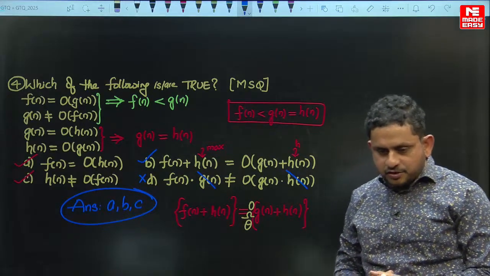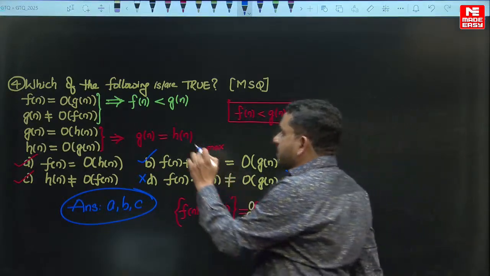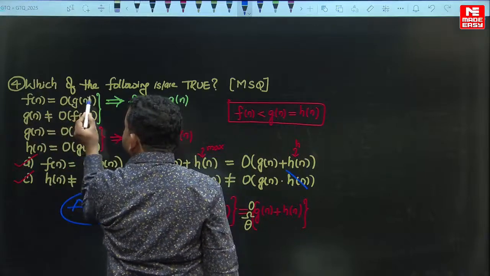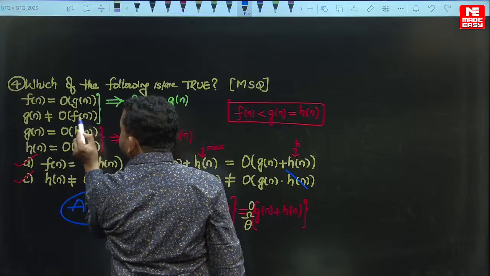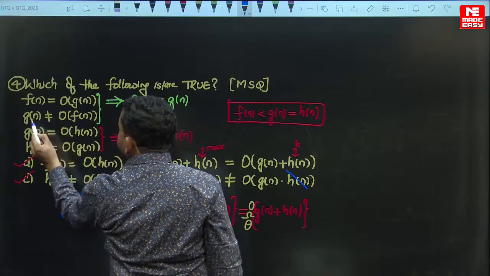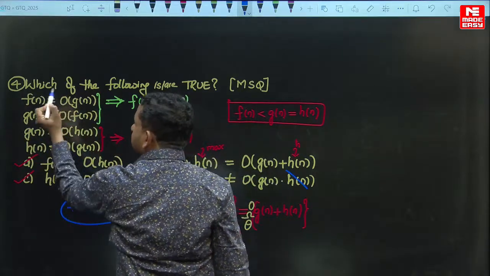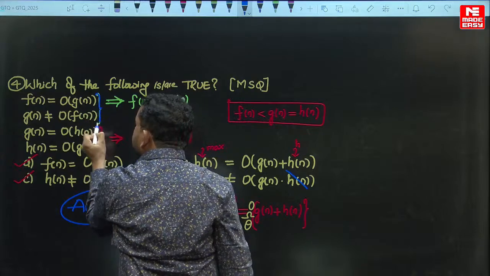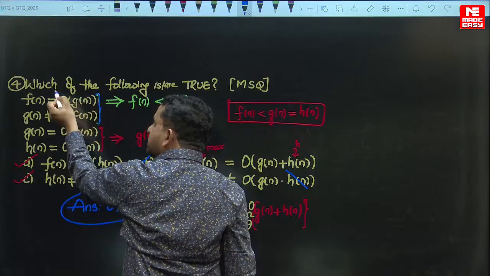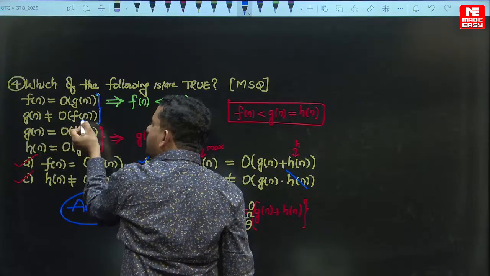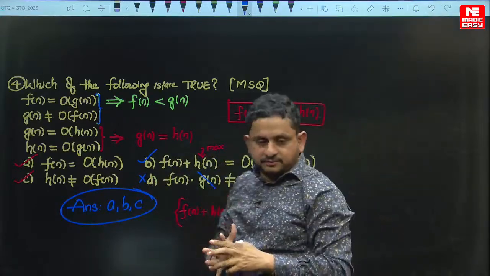Sir, can we write f of n as a constant times g of n? No, f of n is not a constant times g of n, not asymptotically equal, because not only is f of n big O of g of n, g of n is not big O of f of n. Because of the second statement, asymptotic equality is ruled out. F of n big O of g of n means less than or equal, but because g of n is not big O of f of n, this equality does not occur now.